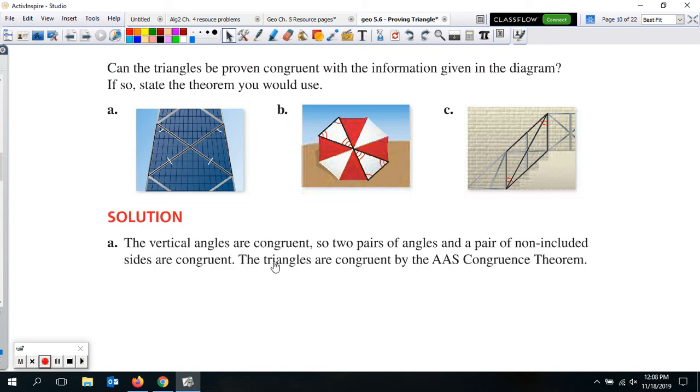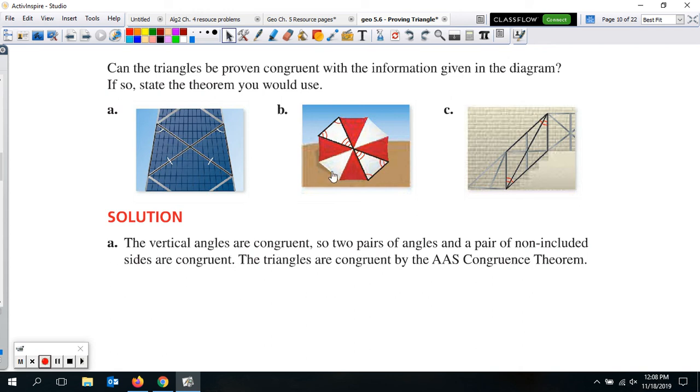The vertical angles here show that they can be congruent. So we can use angle, angle, side. It's a non-included side. We have two angles and one side, so it would be AAS for the non-included side. If this one was the congruent one, then the S would be in between the A's.